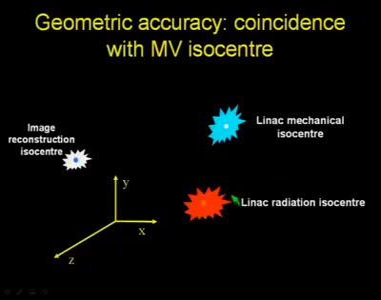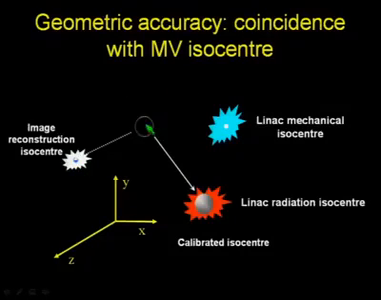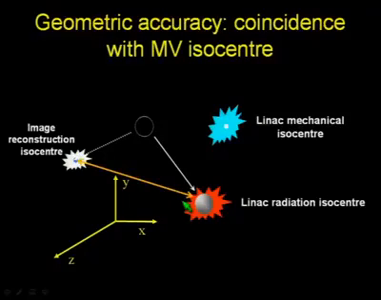So let's say that we have an object that we wish to image using the image guidance system. The image guidance system naturally will tell us the position of this object with respect to its reconstruction isocenter. However, we are interested in knowing where that object is with respect to the LINAC radiation isocenter, and if it's the tumor, we certainly would like to have it at the isocenter. So there has got to be a way to find a mathematical relationship between the image reconstruction isocenter and the treatment isocenter that we're interested in.